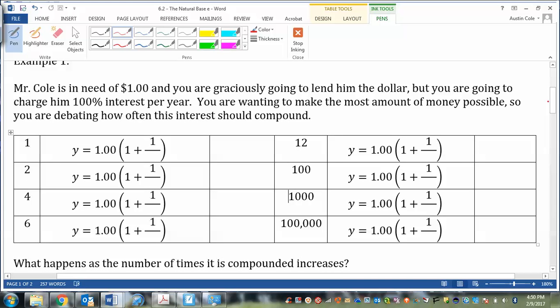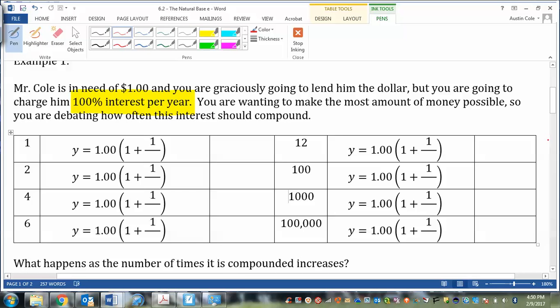Now we're going to start with a little situation here, and it says that Mr. Cole is in need of $1. You are graciously going to lend him this $1, but you're going to charge him 100% interest per year. Obviously you want to make some money off of me, so you want the most money possible, so you are debating how often the interest should be compounded.